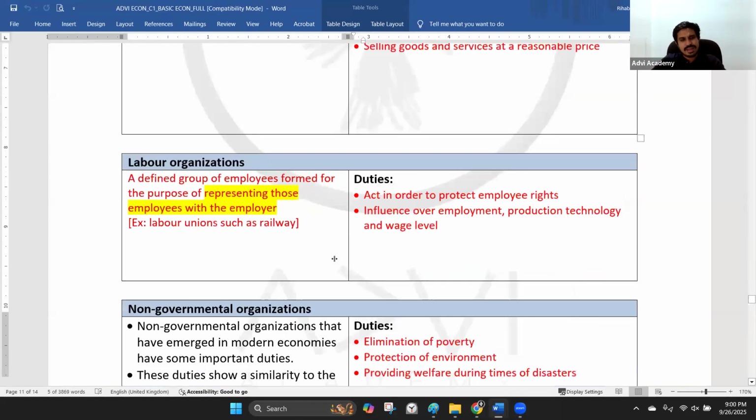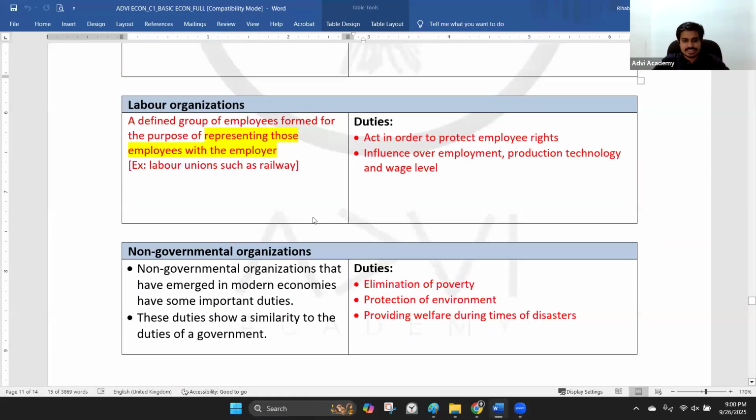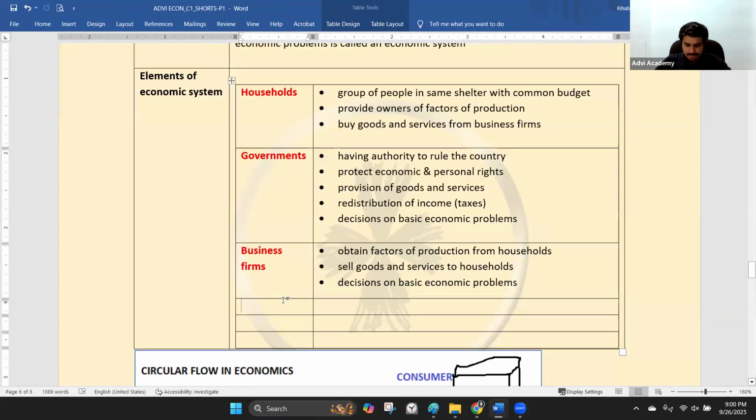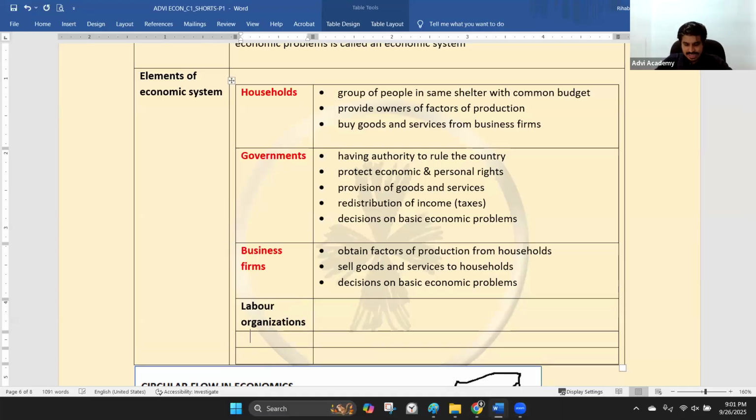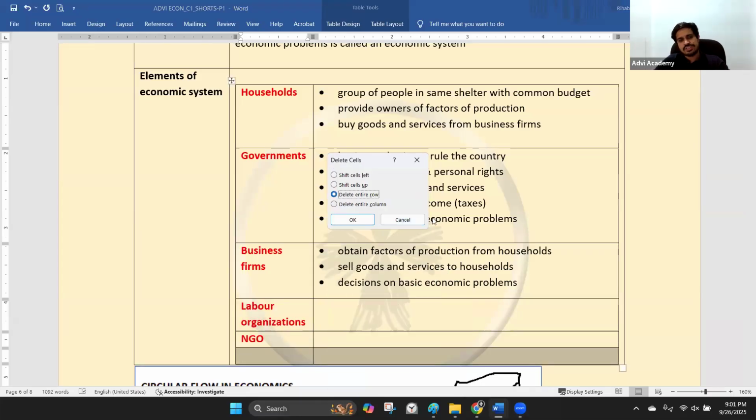And your sub elements are labor organizations and NGOs. Those are the two sub organizations. I'm just going to say labor organizations, and I'm going to say NGO. If you can remember these points, that's basically more than enough. You don't have to memorize everything in the tube or everything in the note. This short note is good enough.